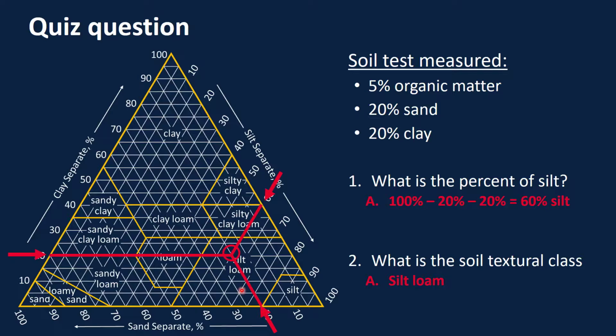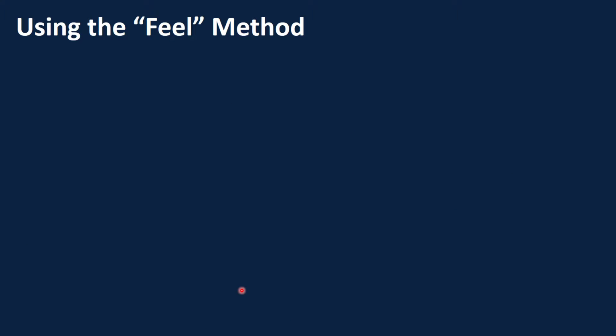So there are our answers for those two questions. If you have more questions about how to do this, go back a few minutes and look again at that section of our presentation. There are lab methods that we talked about to determine soil texture, but we don't always have a lab. So we also can use what's called the feel method.